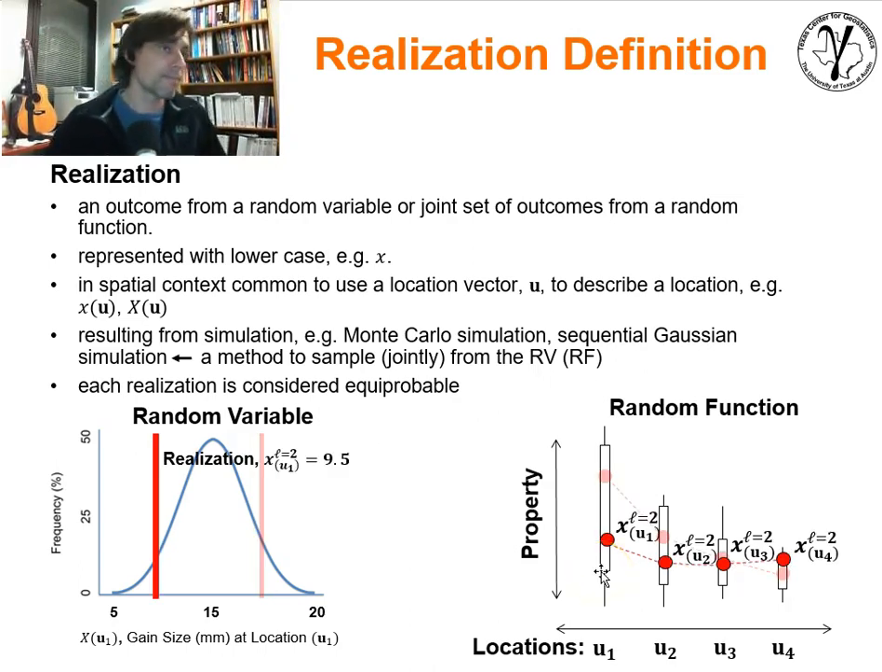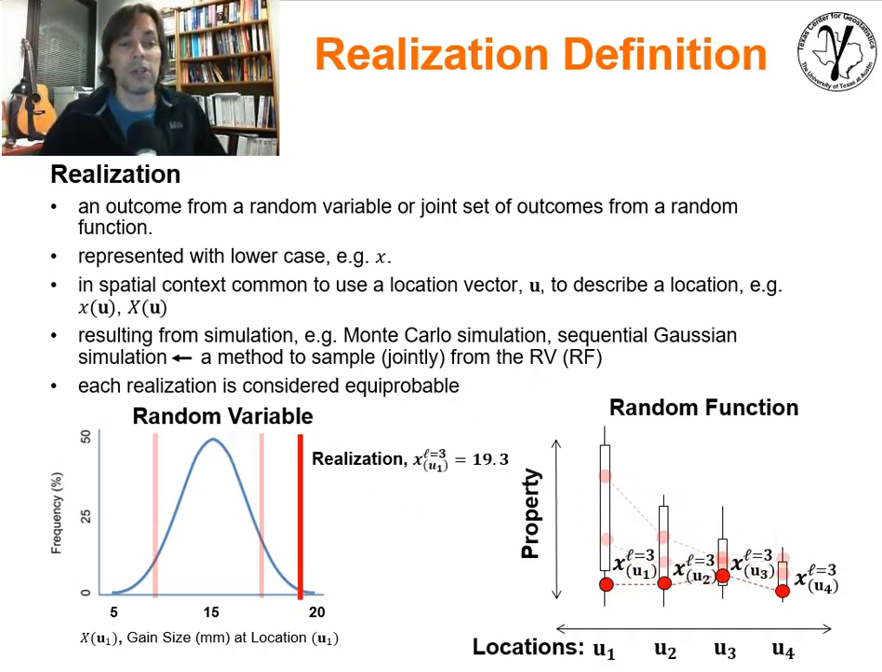Realization number 2, Monte Carlo simulation from the random variable. We got another value, that's realization number 2. Realization number 2 from the random function, we've got 4 more values that are jointly sampled, accounting for correlation between each of them from the random function. Kind of cool, eh? I could do this all day.